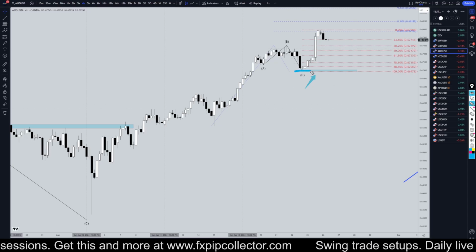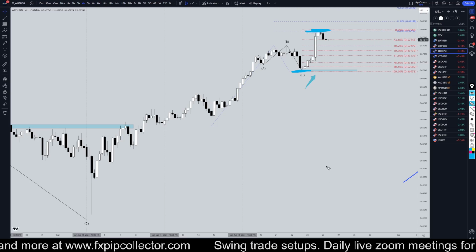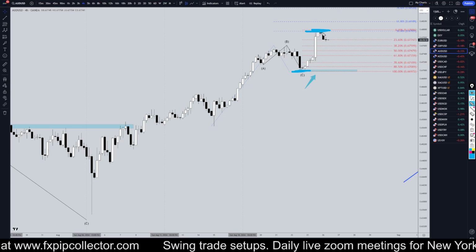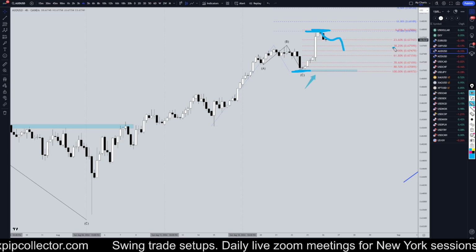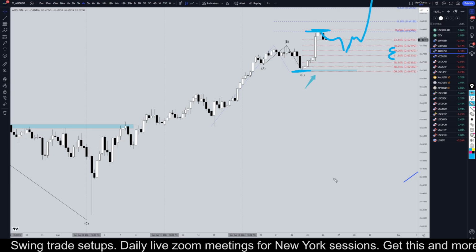On the 4 hour time frame, I got my Fibonacci retracement on the last impulsive move up. I personally, as a swing trader, am still looking for longs. I'm still looking for 1, 2, 3 wave pullbacks down to Fibonacci levels, nice engulfing moves to the upside for the continuation of the uptrend.